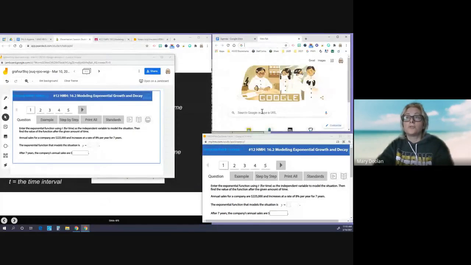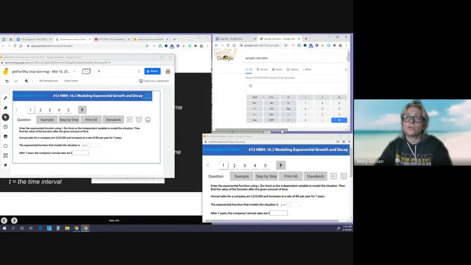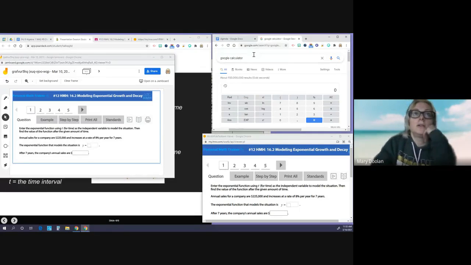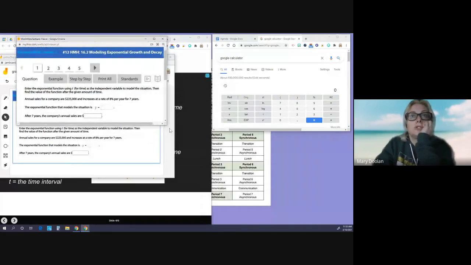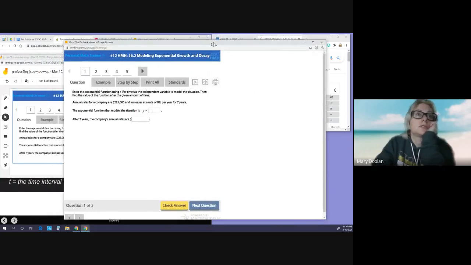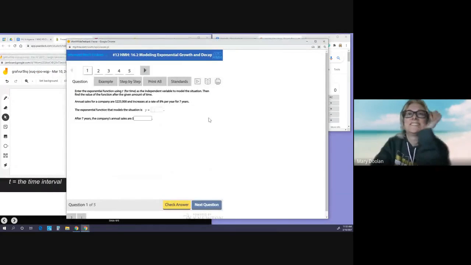The other thing I'm going to do is open up the Google calculator, so that I'm showing you guys the same calculator that you have access to. This is the one that you just search for, and I'll open it up. All right, so before I actually start this problem, I'm going to show you what HMH has here. So I might have to actually change this now. So let's do that. Here we go.